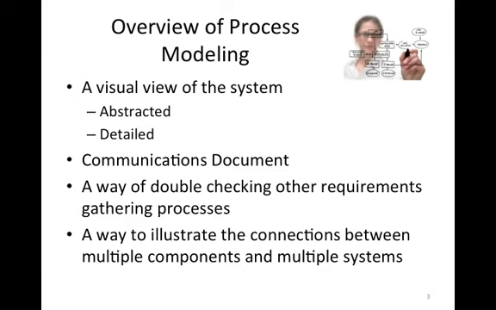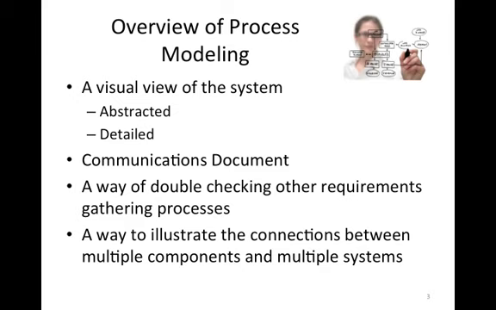And when we do these kinds of process flows, just like a project plan, it's a communications document. This process model helps us convey the different processes, exactly how we're going to do these different processes in our system. It's also a way that we can double check the other things that we have done in our requirements gathering process. So if we are looking at our use cases and we are mapping out some of our use cases, we can sometimes see errors more easily.